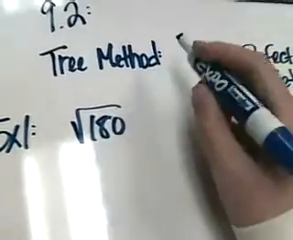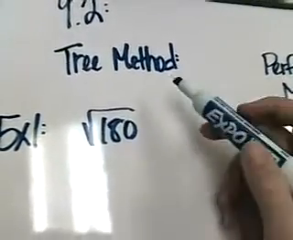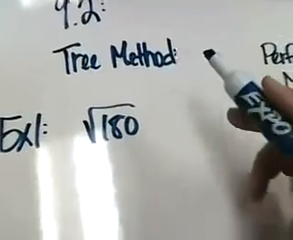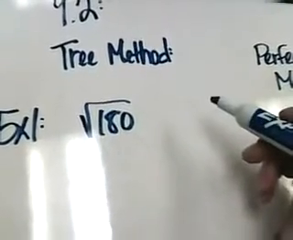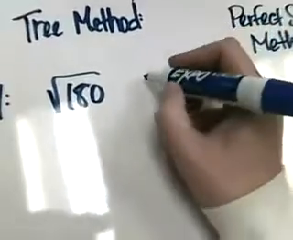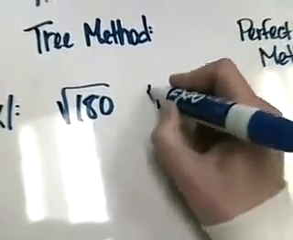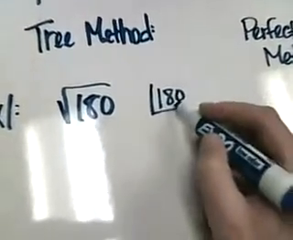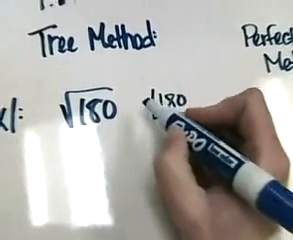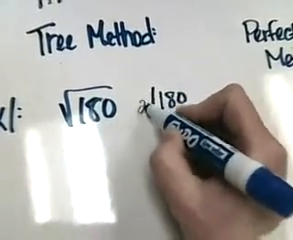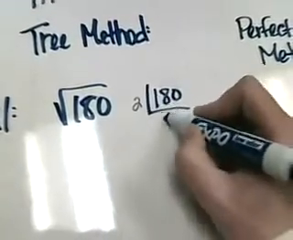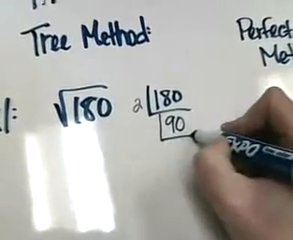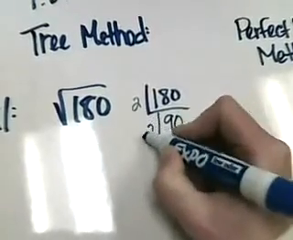So I'm going to show you using tree method first. Tree method says that you take the smallest number out of 180 until you get to a prime number. So we put it in a sideways box, like an L. The smallest number I can take out of 180, and it has to be the smallest, you have to go in order, is 2. Okay, what's left? Well, 180 divided by 2 is 90. Then I'm going to do it again because 90 is not prime.